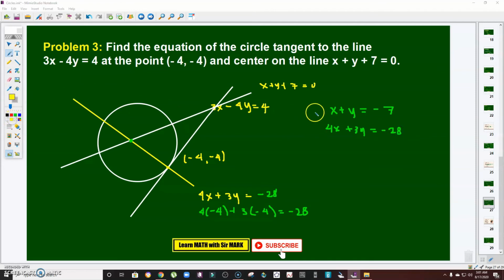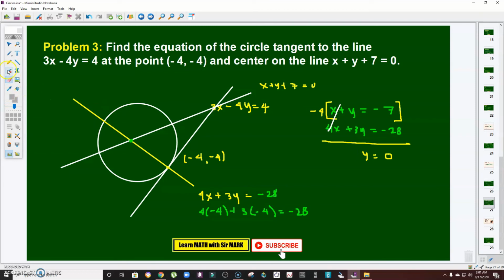There you go. Okay, so I want to eliminate siguro si x na lang. Alright, so by multiplying by negative 4, that will be negative 4x plus 4x, of course, makakancel yan. Then negative 4y plus 3y is negative y, equals negative 4 times negative 7, which is positive 28, minus 28, 0. So therefore, the value of y is 0. So divide ko ng negative 1, it doesn't matter.